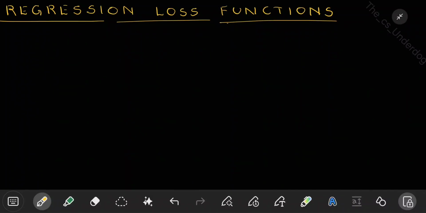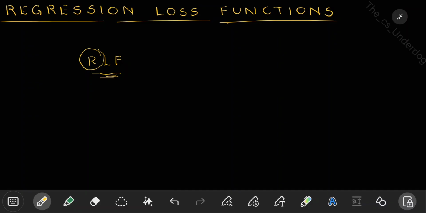Regression loss functions. In the last lecture, we learned about loss functions. Here we are going to specifically look at regression loss functions. What are the specialities that a loss function should have in order to handle a regression task? And what exactly are those loss functions? This is what we are going to look at.